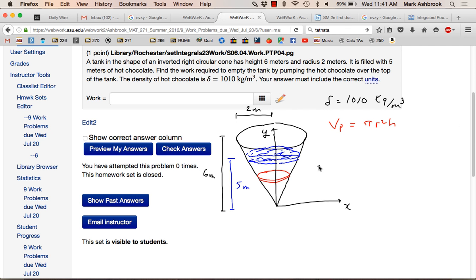So what determines the radius of our typical pancake? What's going to determine that radius? The value of x, right? Exactly. So this x coordinate is the radius of our pancake. So that's x. So we do pi x squared h. Okay. What is h? Delta y. So now we need to get x in terms of y.